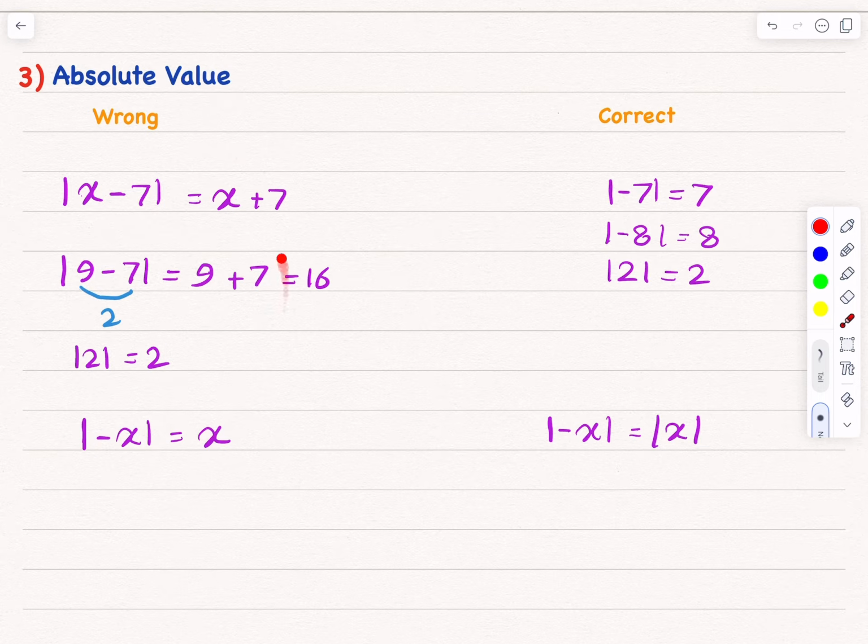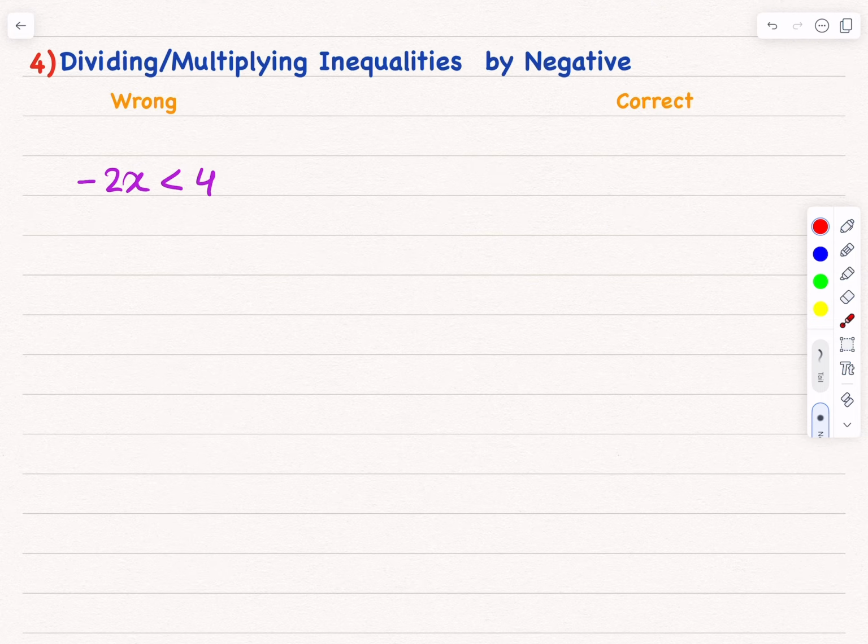So all of these are wrong and these are correct. Let's move on now to dividing or multiplying both sides of inequalities by negative numbers. So here we have an inequality which is waiting for us to do the final step, which is dividing by negative 2 to find x, to solve for x.